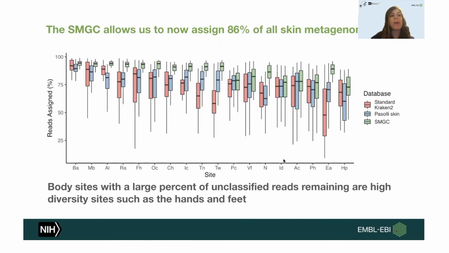We also looked at how well the SMGC classified the skin metagenomic reads compared to 2 different databases. This includes the Pozzoli skin and the standard Kraken database. What we found is that the SMGC not only increased the median of the reads assigned, but it also reduced the variance in the percent of reads assigned. And we recovered some of the highest reads assigned in the oily body sites, but in the high diversity sites like our hands and feet, we still have a lot of work left.